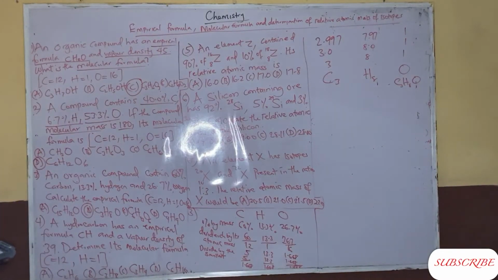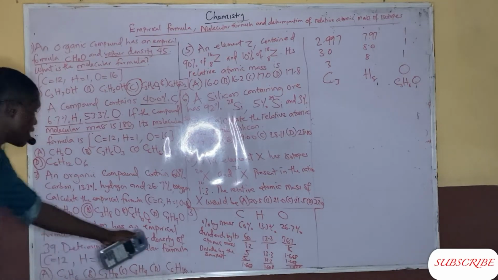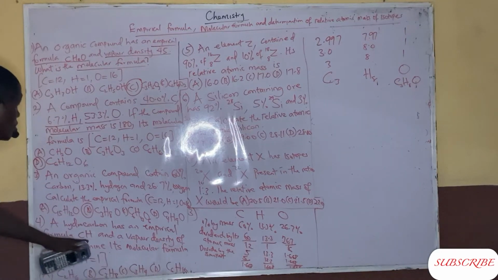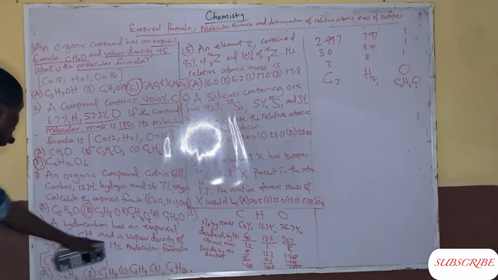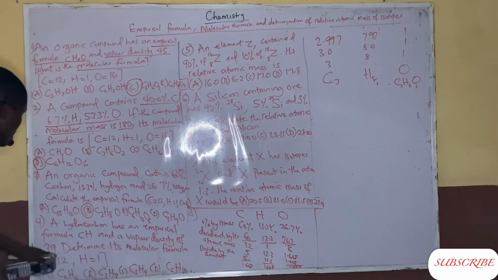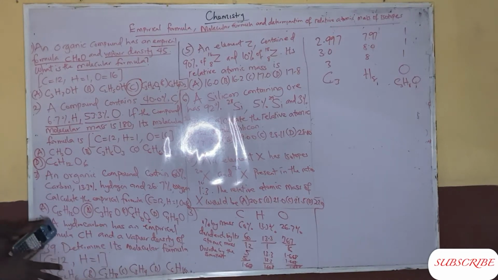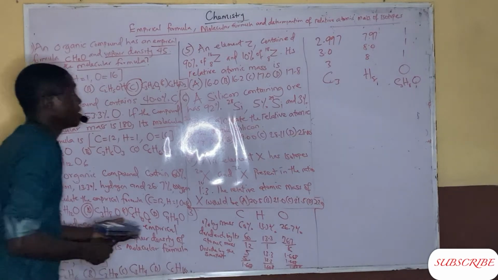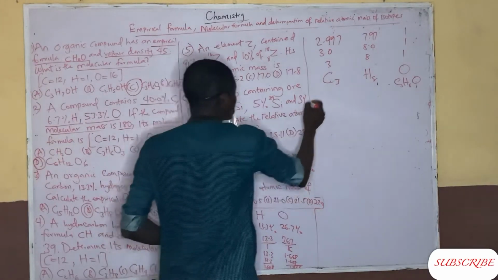Now the next question says a hydrocarbon has an empirical formula CH and a vapor density of 39. So a hydrocarbon has an empirical formula of CH and a vapor density of 39. Determine the molecular formula. This also is very, very simple and straightforward.